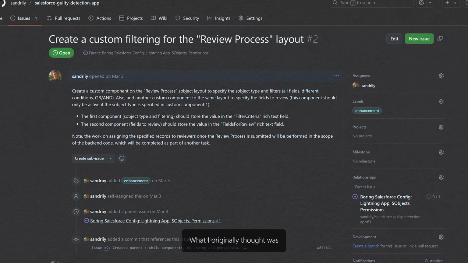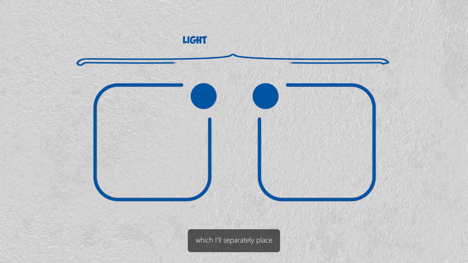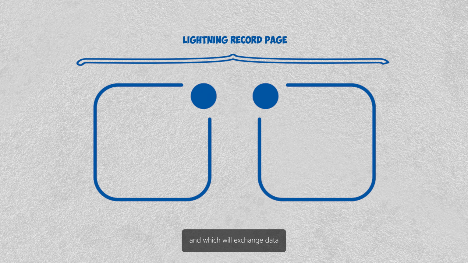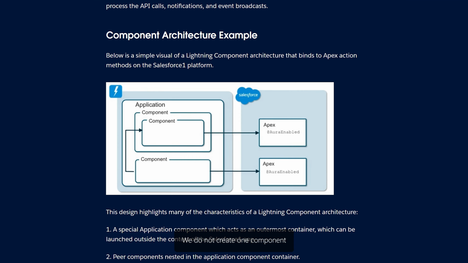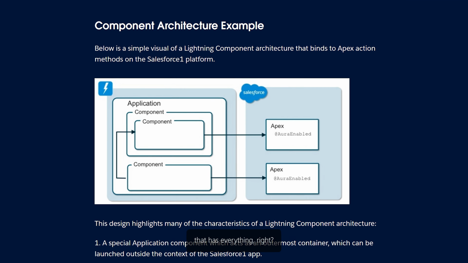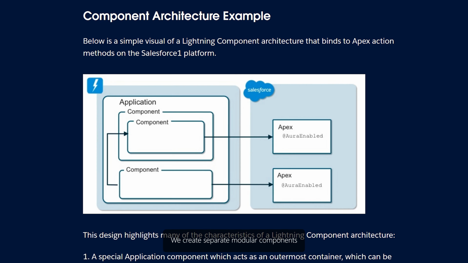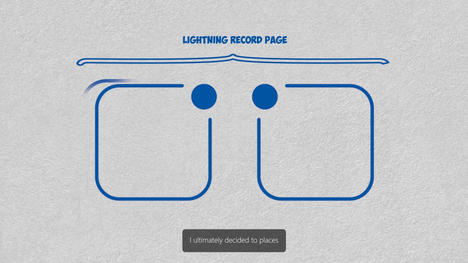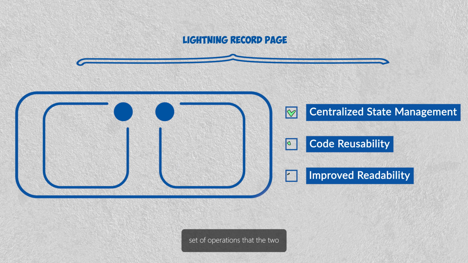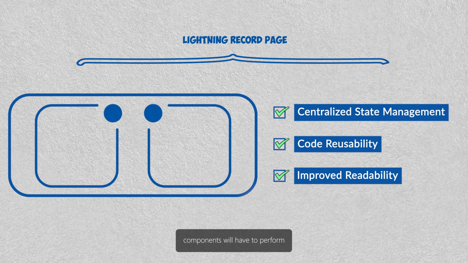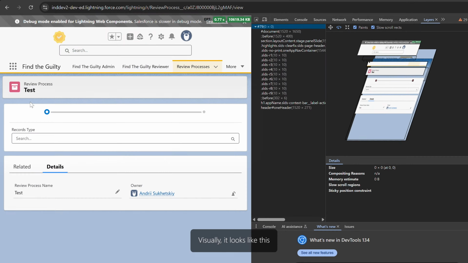What I originally thought was to create two separate components which I'll separately place on the layout and which will exchange data with each other. Since in Salesforce we work with the component-based architecture, we don't create one component that has everything, right? We create separate modular components. But in this case, I ultimately decided to place these two separate components in the parent component, since there is a certain set of operations that the two components will have to perform in exactly the same way, and in general, they have a common task, and I try to reduce the amount of duplicate code and improve the readability of what is really happening here. Visually, it looks like this.